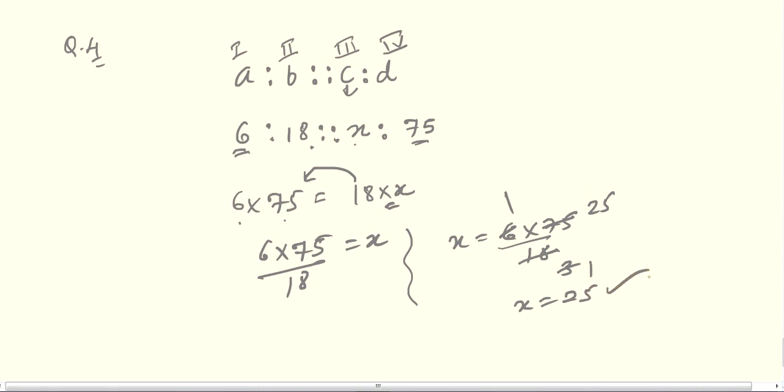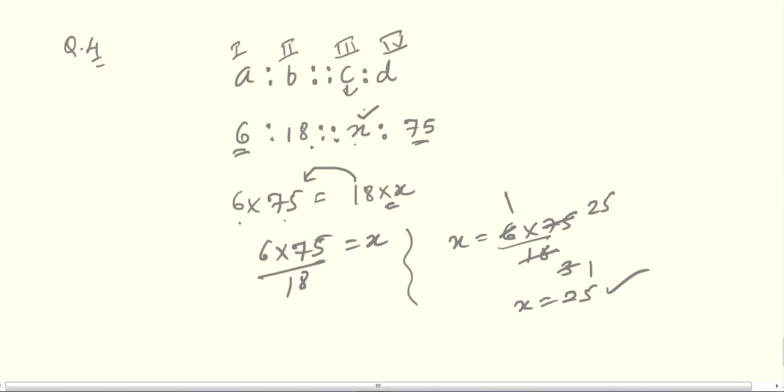So like this you have to solve question number 5 and question number 6. First read the question carefully to see which term you have to find. For example, in the fourth question we have to find the third term, so I have assumed the third term C as X. Now 5 and 6 are the same, you can solve.